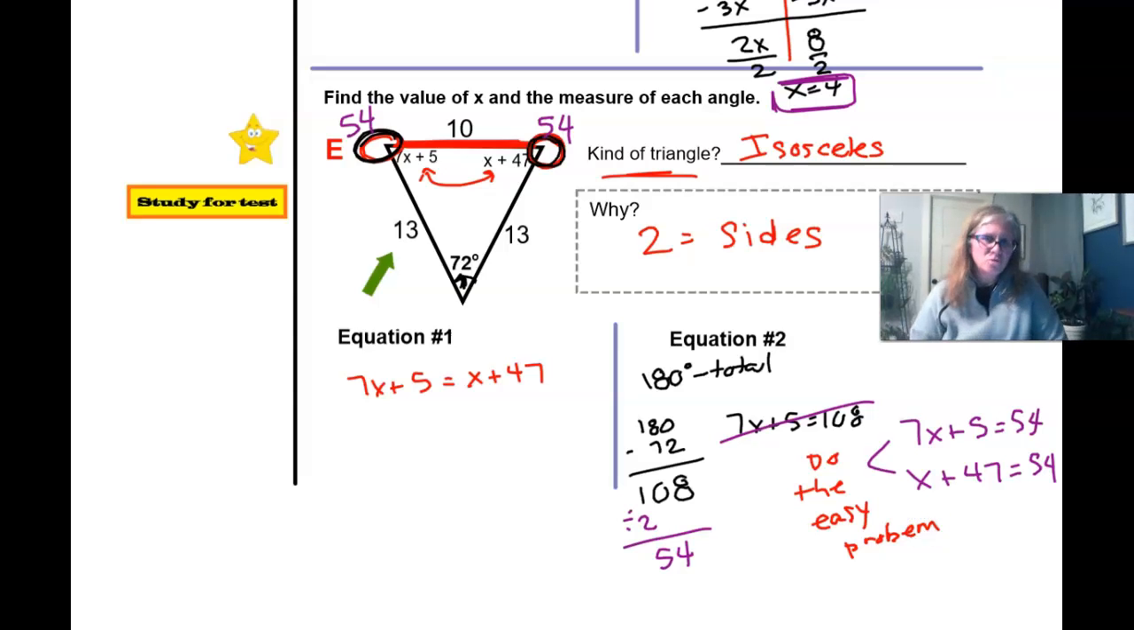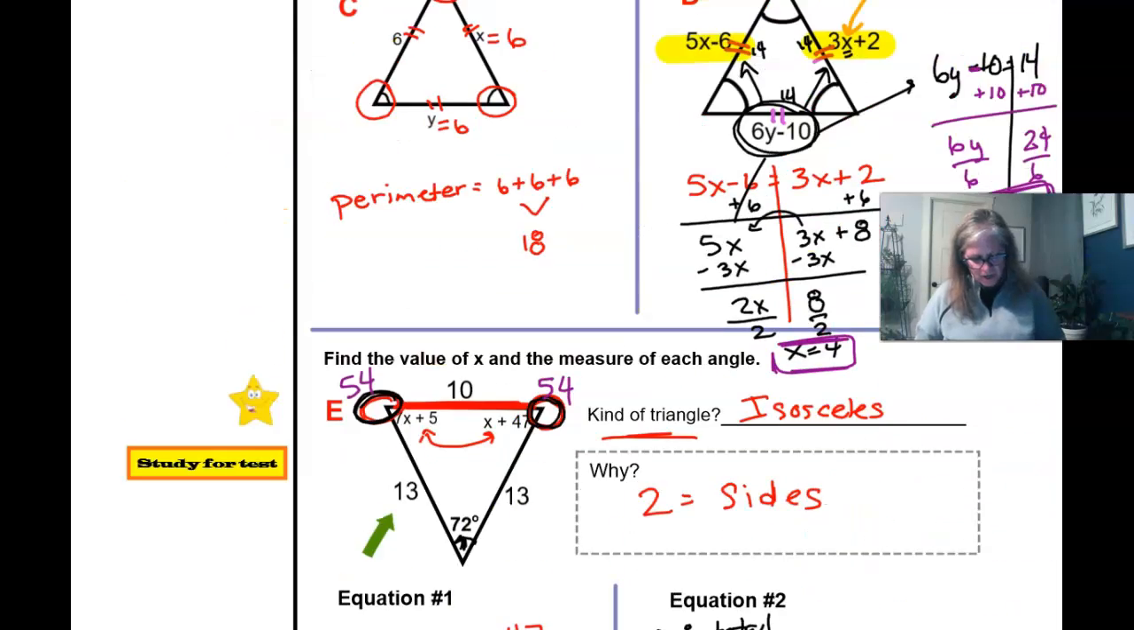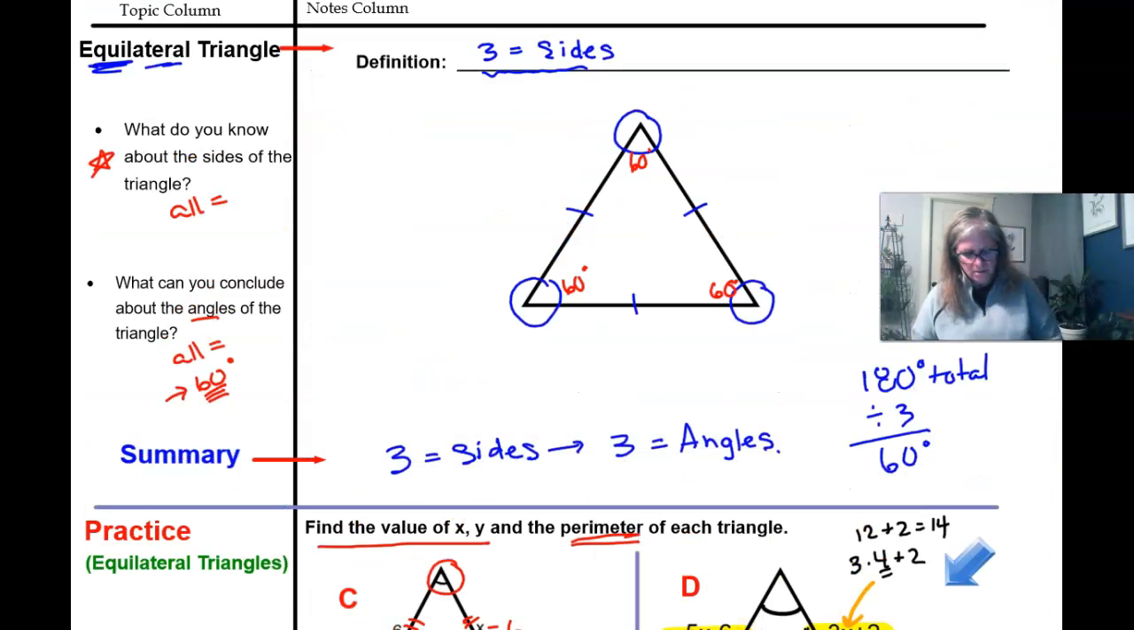And you should just do the one that looks easy to you. We never want you to do the hardest work. We want you to do the easiest work so that you understand the material. All right? So remember, this lesson was all about the equilateral triangle with 3 equal sides and 3 equal angles, all of those angles being 60 degrees each.